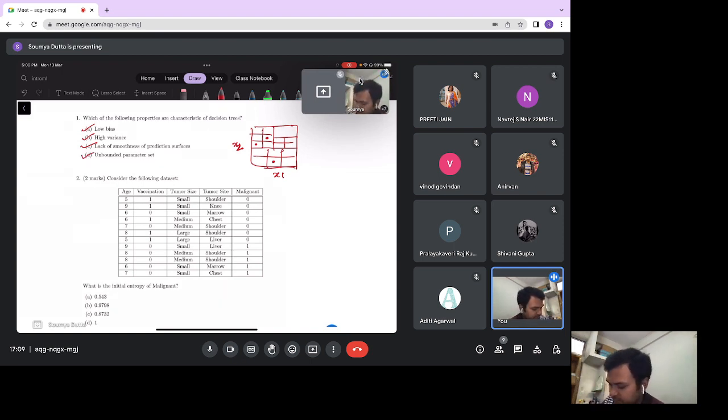Unbounded parameter set. A decision tree can have multiple parameters, like how many leaves you have at the end of the decision tree. That can be a parameter that you want to choose. You don't want it to have too many leaves, and you don't want too few leaves, and therefore that is a parameter that you want to choose. Let's say this is your decision tree. So one way is you can limit the number of leaves that you have. The leaves I'm underlining here.